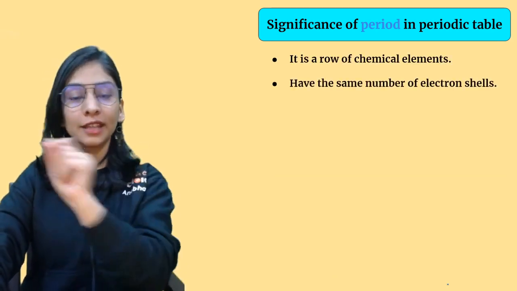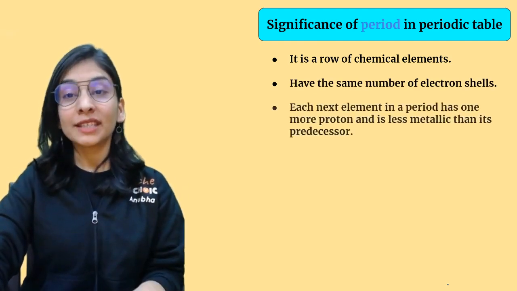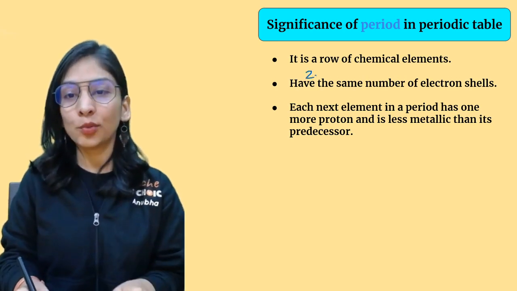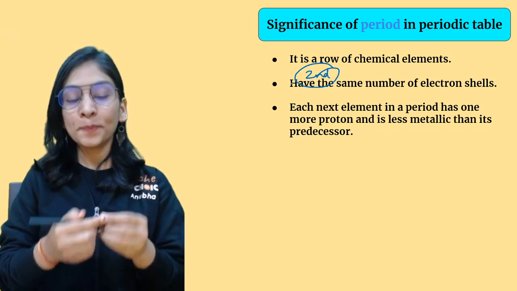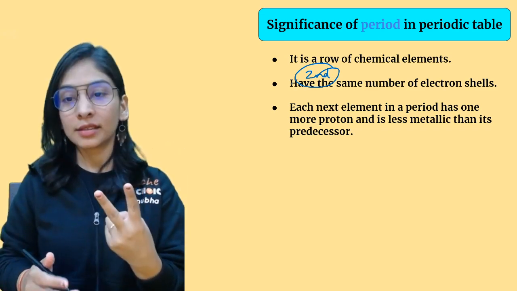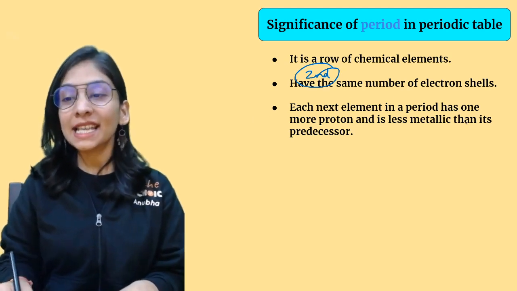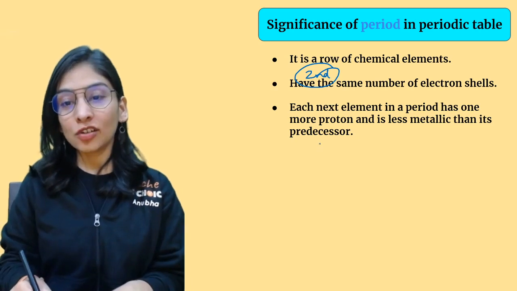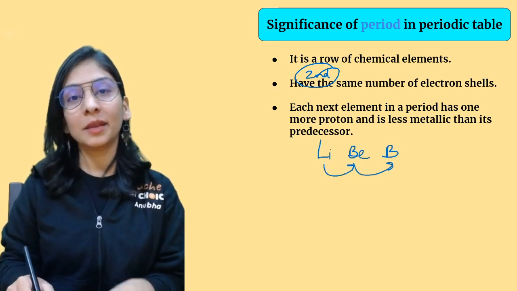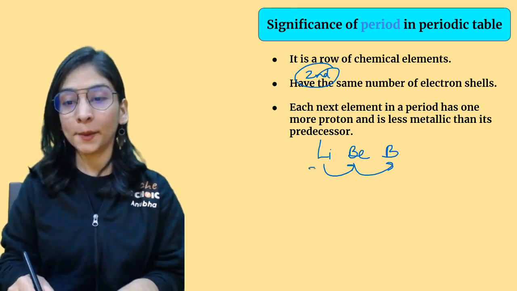So what's the significance of period? These horizontal rows of chemical elements have the same number of electron shells. If I talk about a particular period, suppose the second period, that totally means all of the elements present in the second period are going to have only two shells. All right, each element in a period has one more proton and is less metallic than its predecessor. So when I talk about, suppose, lithium, beryllium, boron, whenever we move to the next element, the atomic number always increases by one.